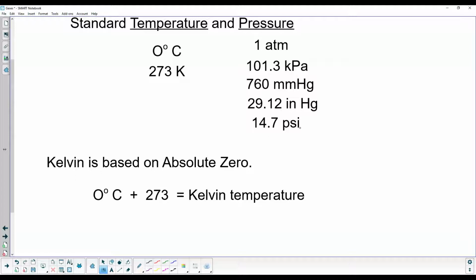I'm going to give you guys a sheet that has all these standard values on there. And you can just use them. They're facts. It's like saying one foot is 12 inches. It's the same thing. These are all standard pressures. These are all standard temperatures.